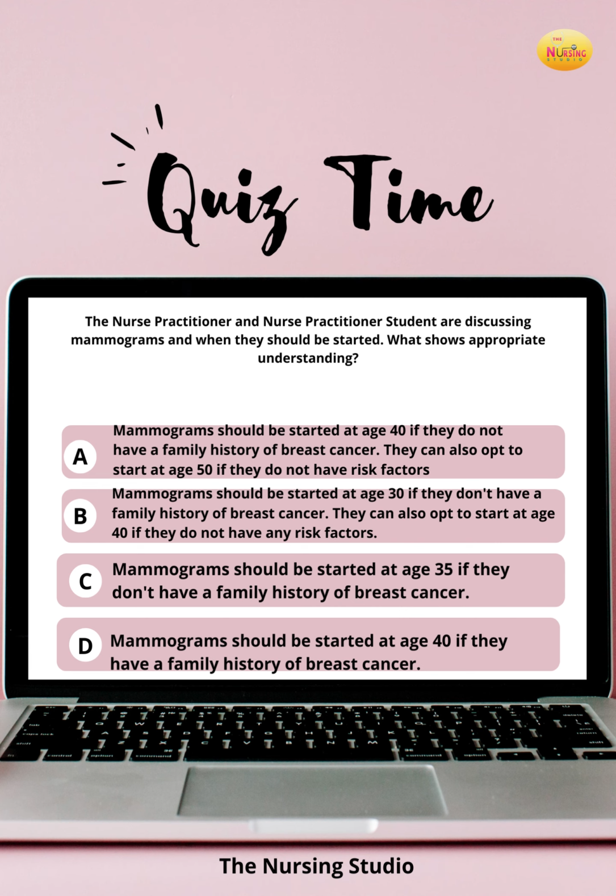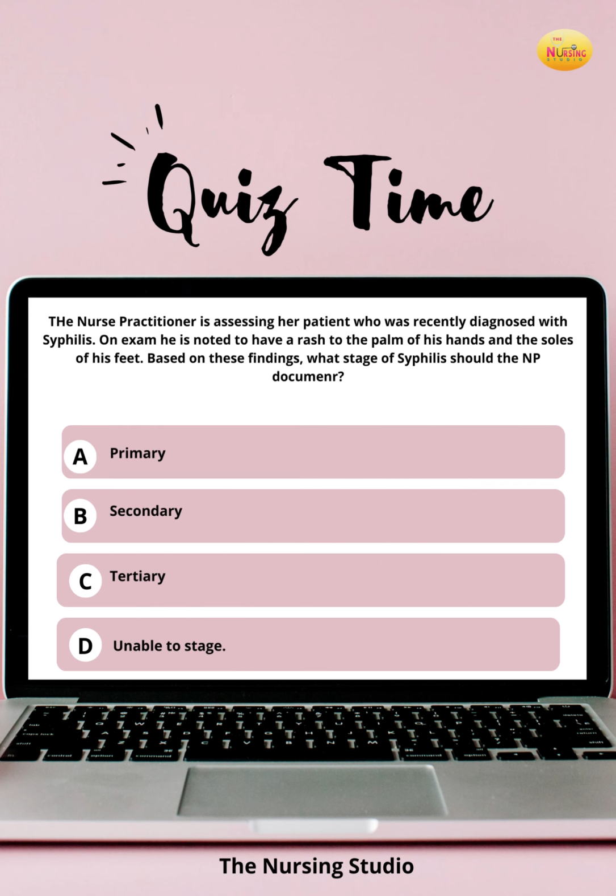Because again, if they have a family history of it, if it's an immediate family member, like their mother, sister, aunt, then you want to start 10 years prior to that person's initial diagnosis, okay? So the answer again here is A. Mammograms should be started at age 40 if they do not have a family history of breast cancer, and they can opt to start at age 50 if they do not have any risk factors, but you need to make sure that you are educating them on the risks and benefits of waiting.